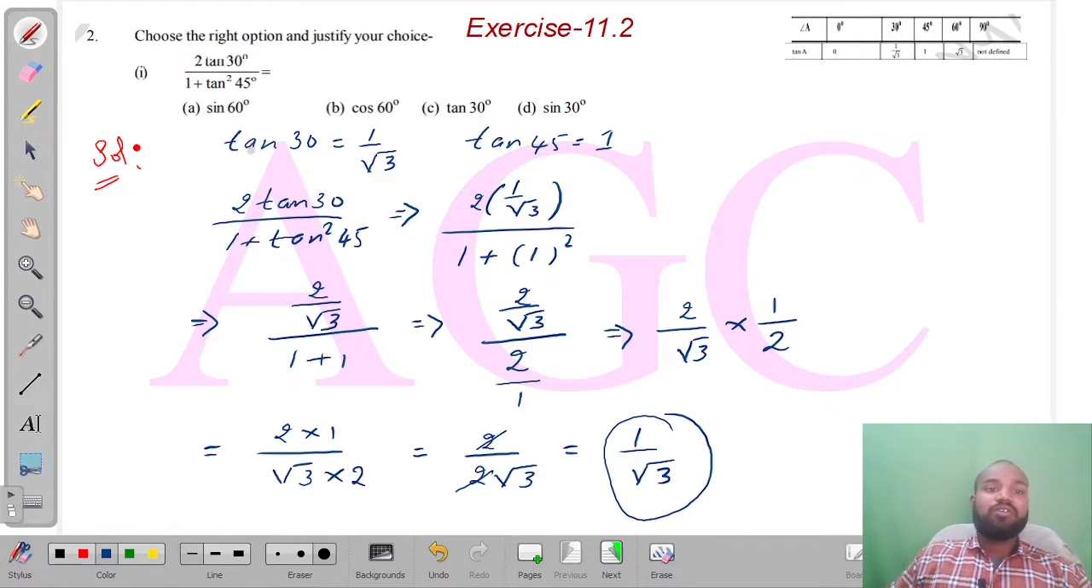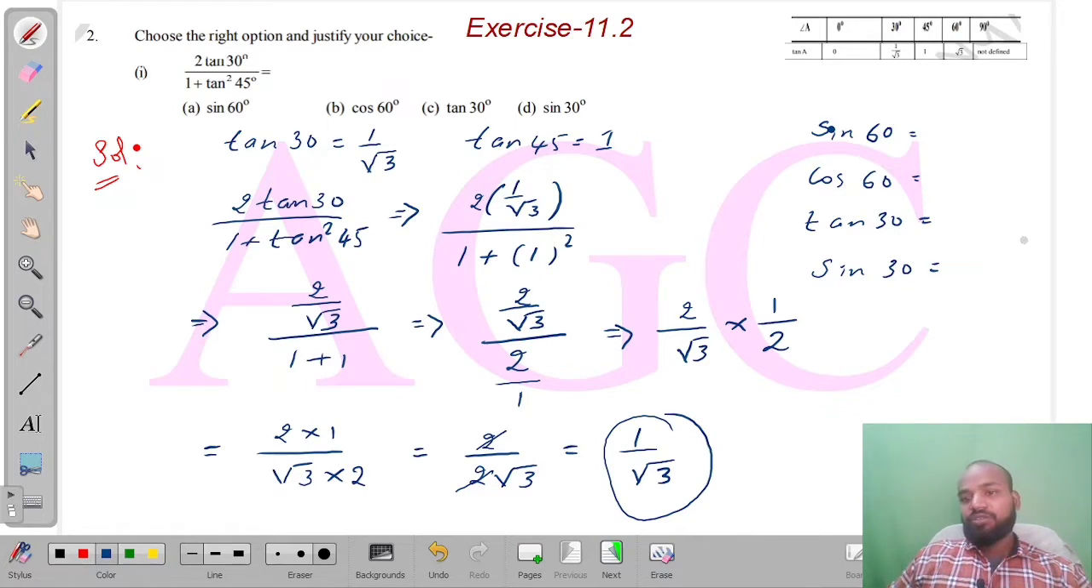So what is the value for 1 by root 3? Can anyone guess? What is the sin 60 value? We will write here: sin 60 value, cos 60 value, tan 30 value and sin 30 value. So sin 30 is 1 by 2. Tan 30 is 1 by root 3.